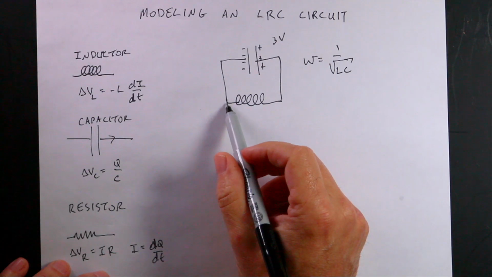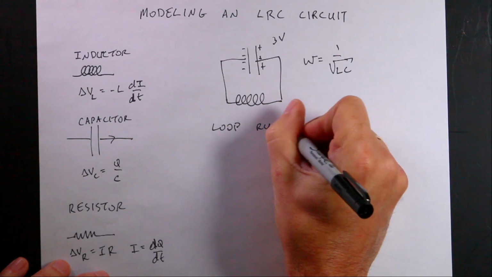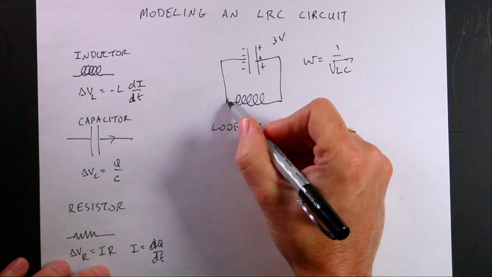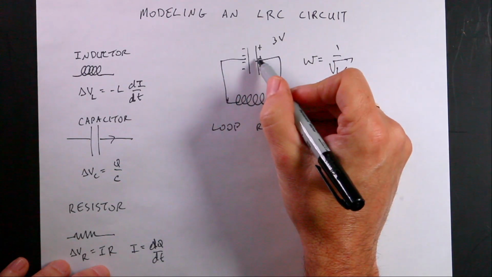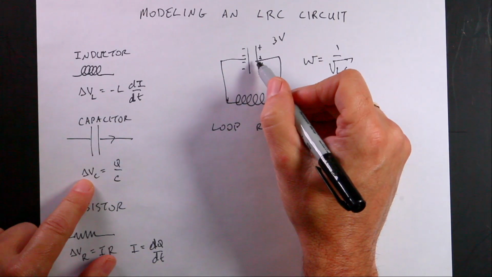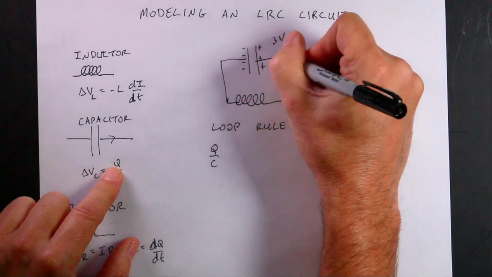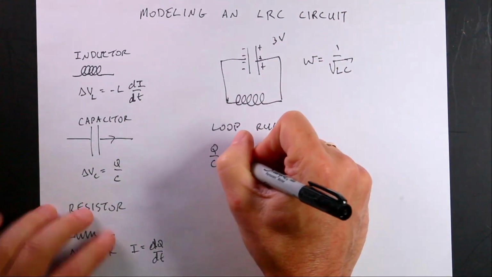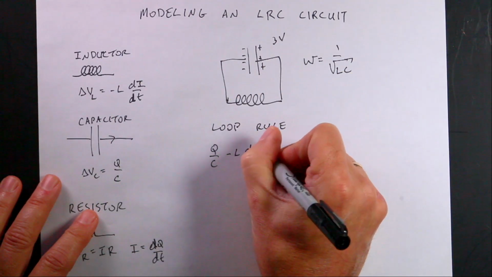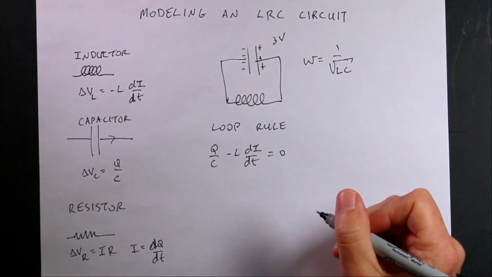I want to start off with the loop rule. This says that if I go around the loop, the total voltage has to be 0. So let's go this way, and I go across the capacitor. If I do that, I get a voltage drop of a positive voltage of delta VC, which is Q over C. That's the voltage across that capacitor. Now I'm going to go across here, and the voltage across that is going to be minus L di dt. And then I get back to where I was, and that's 0.